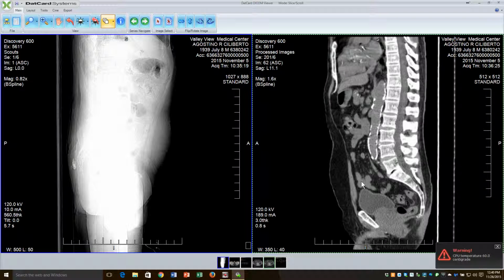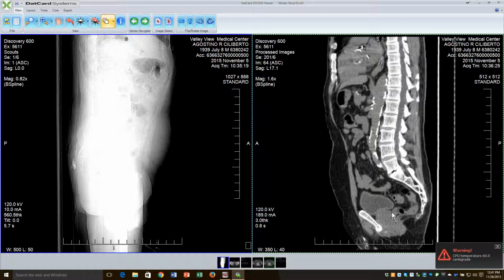Pancreatic calcifications, small hiatal hernia, enlarged prostate. And I think the radiologist hit on all of these points. So that's about it.